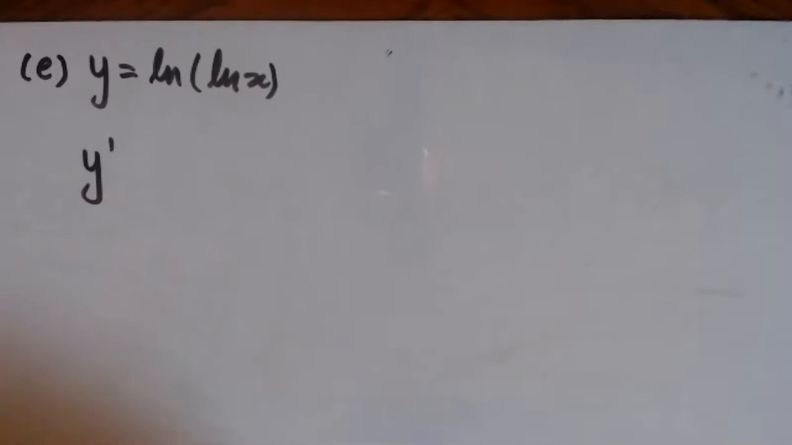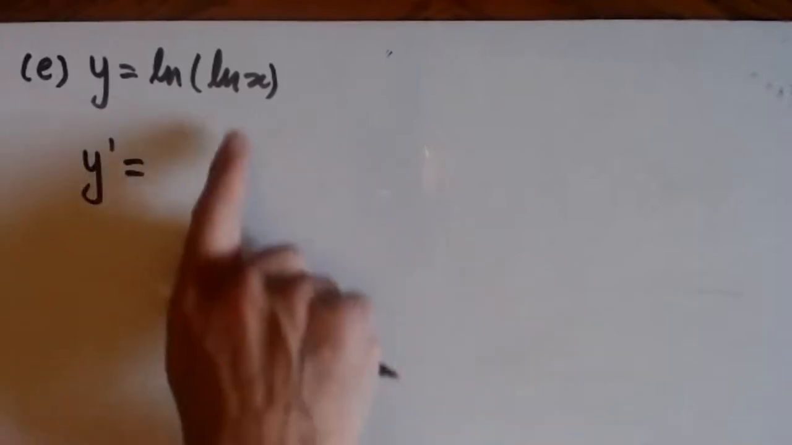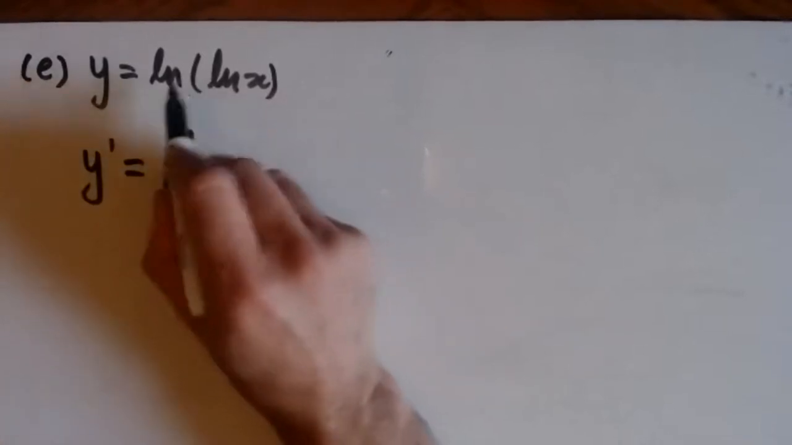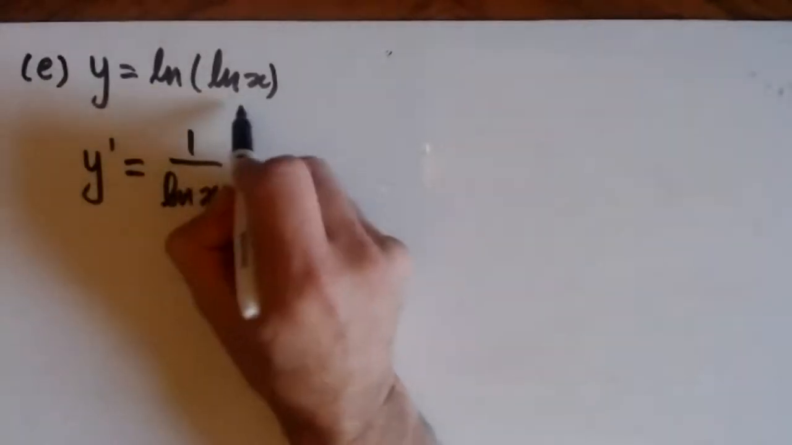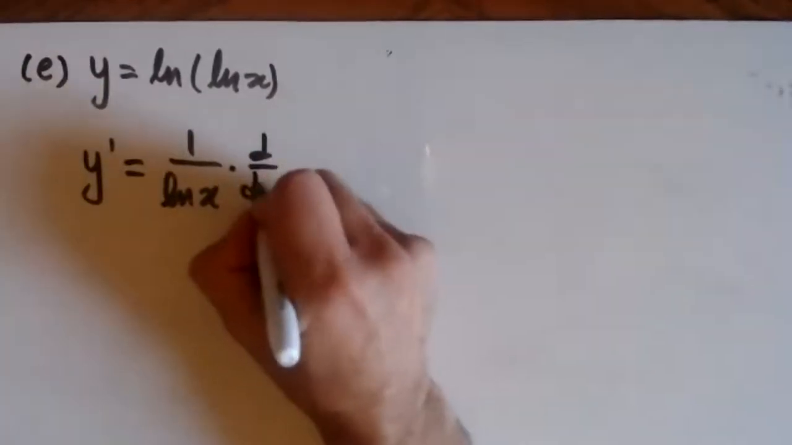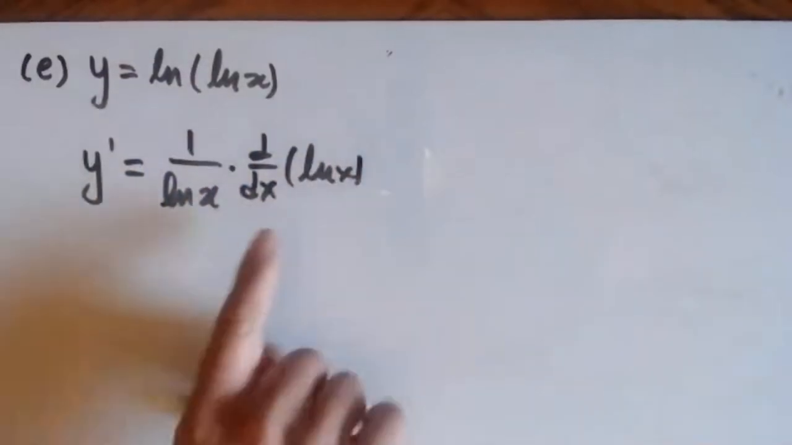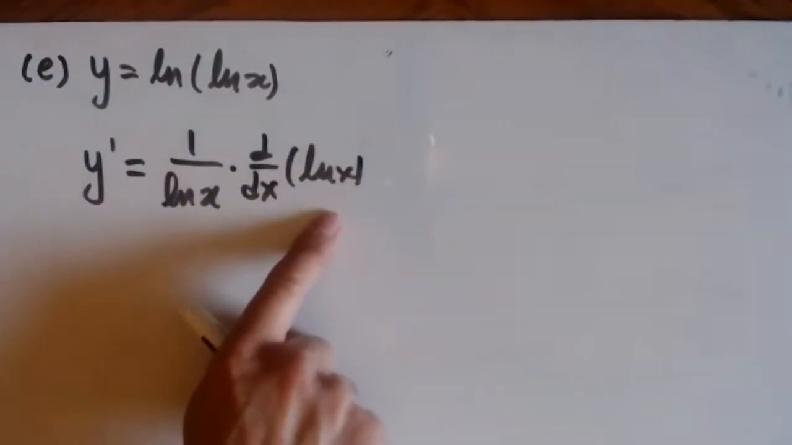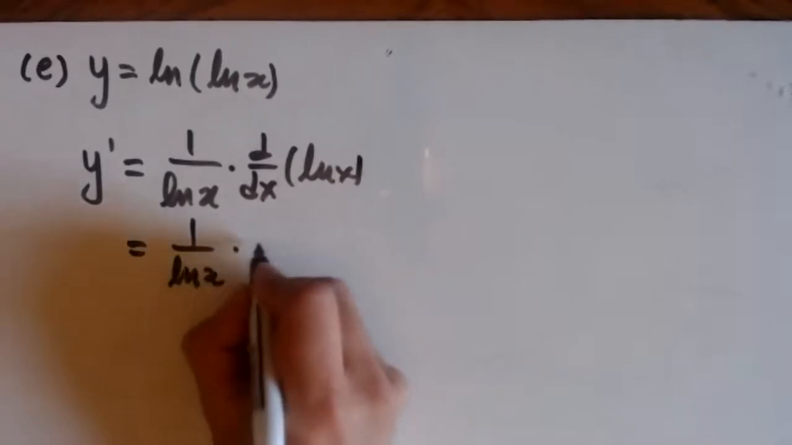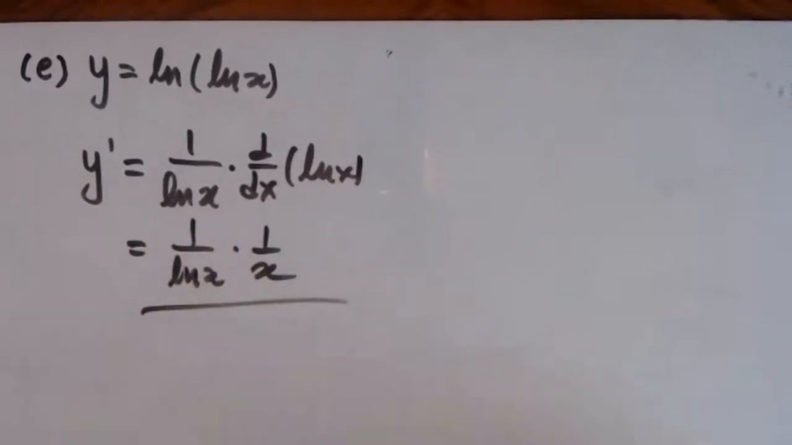y prime. Okay, this problem is a trap because in this case, you have to take 1 over ln x. So the derivative of this is the reciprocal of this expression times the derivative of ln x. But this is not that bad because this is 1 over x. So this is 1 over ln x times 1 over x. That's my answer. So this was not a problem really. This was fine, but not the next one. Check.